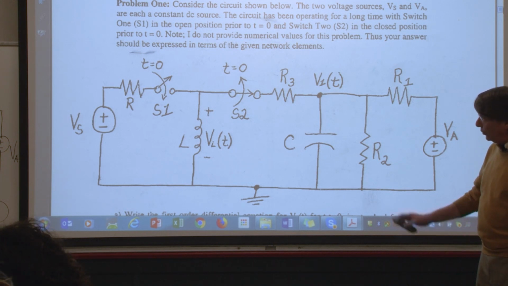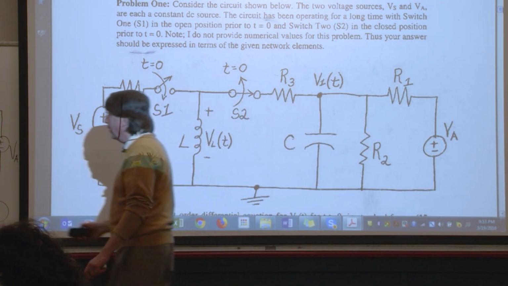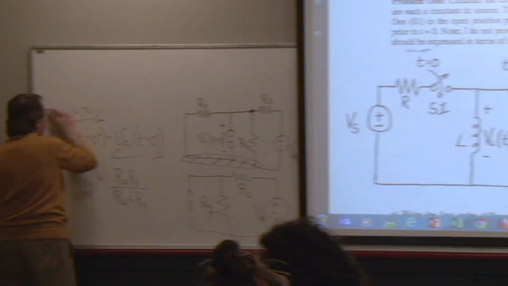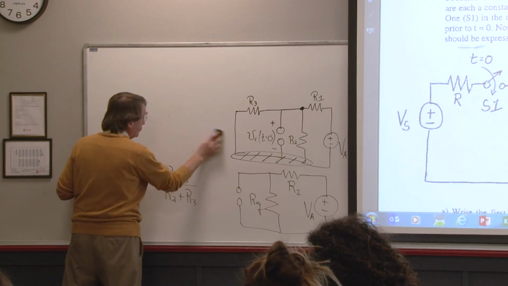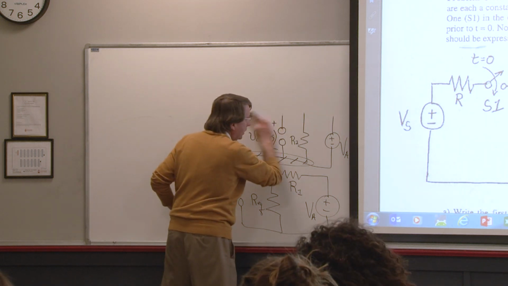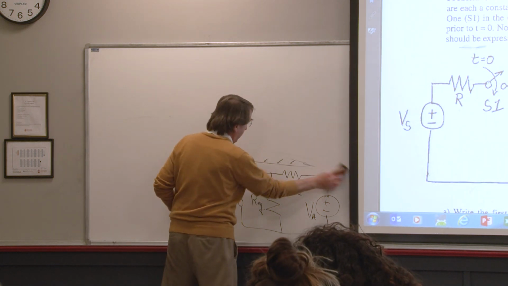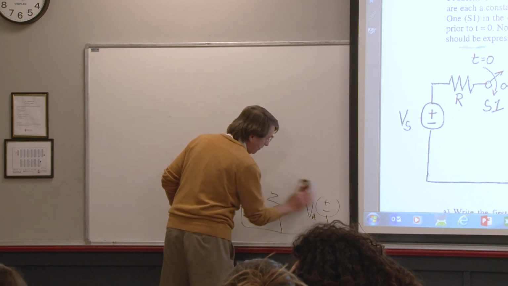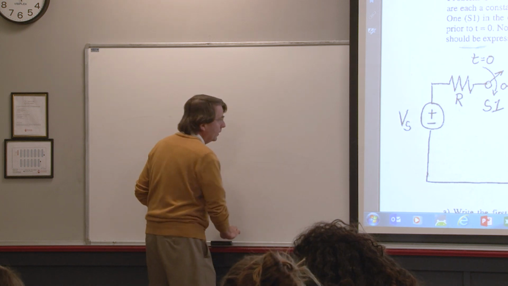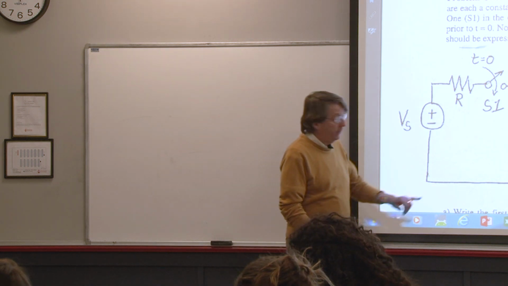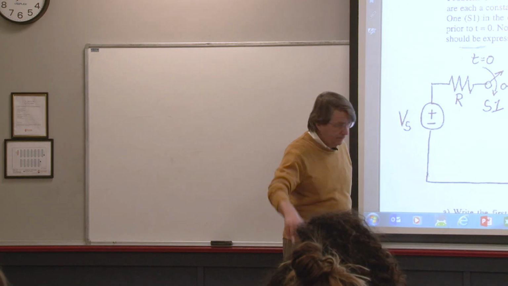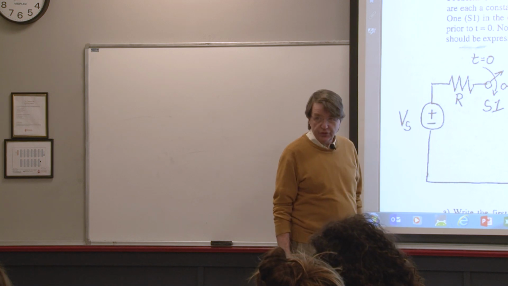So what I do is I'm going to walk over to this side of the board and draw the circuit for t greater than 0, just so I know what's going on. Now, what am I asked to solve for? V sub L of t. So I'm going to solve it for t greater than 0.